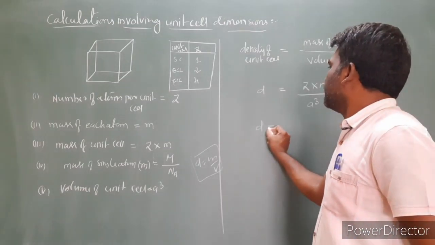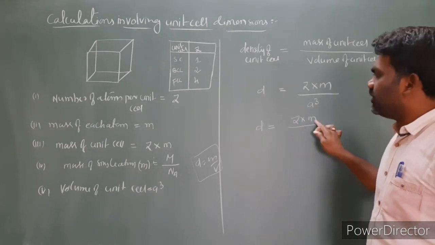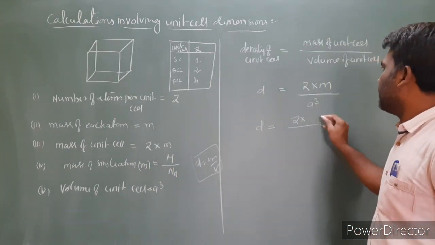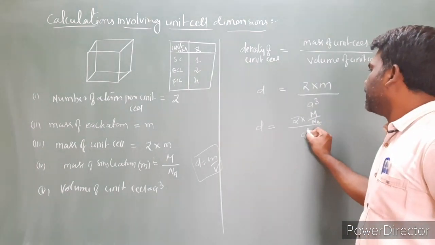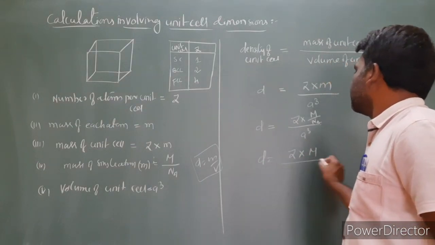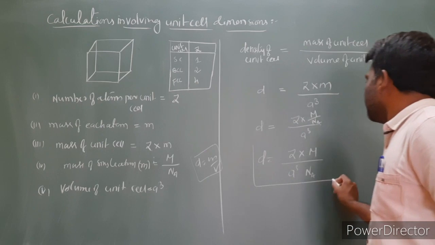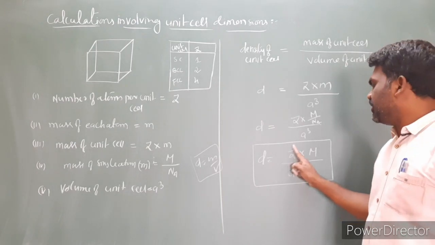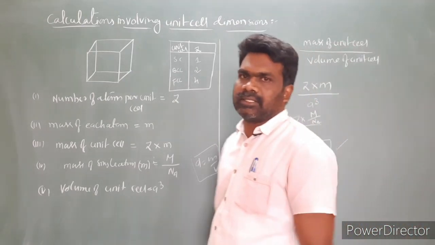Here M we already know: M is the mass of a single atom, equal to molar mass by Avogadro number. In the place of M I am substituting molar mass by Avogadro number. Then the final equation: density D is equal to Z into molar mass by a cube into Avogadro number. This is the formula we have to use to calculate the density of unit cell.